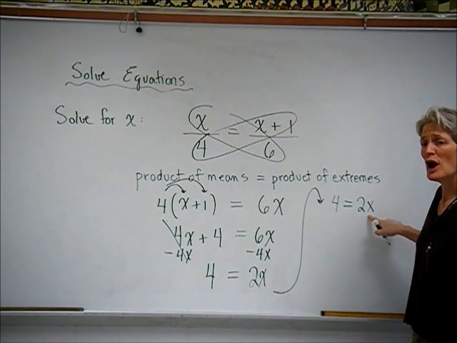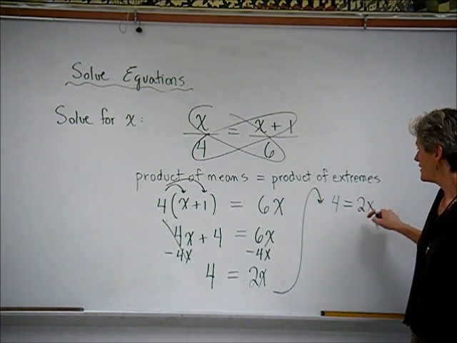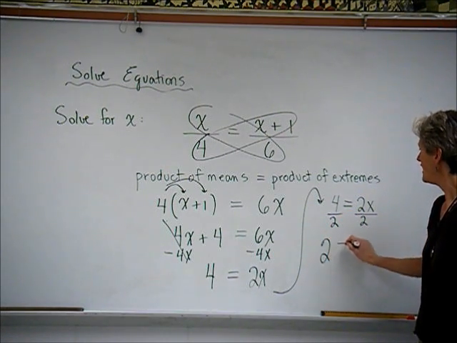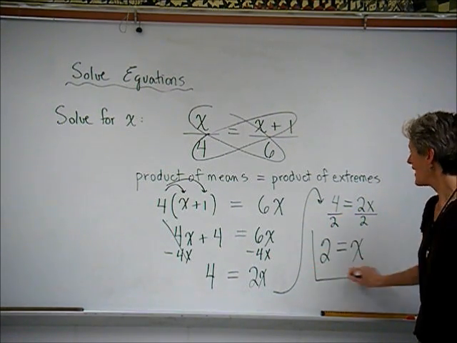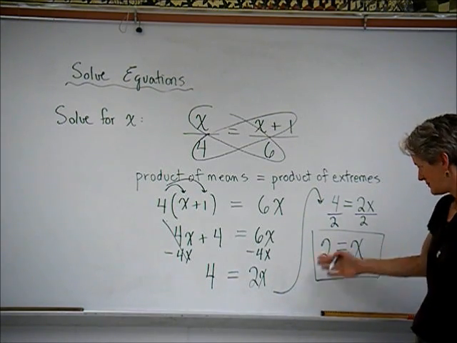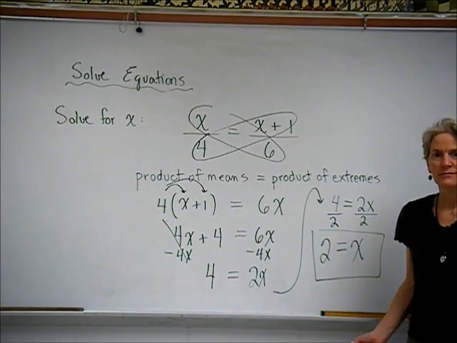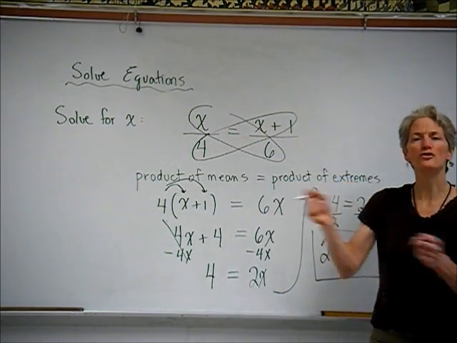X is not quite alone. What am I going to do to get x by itself? Divide by 2. So I have 2 equals x. You could write that x equals 2 if you like, but 2 equals x is fine. And I'm done. That's the x value that makes this proportion true.